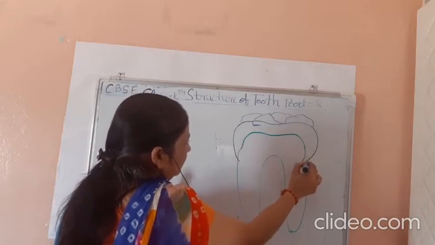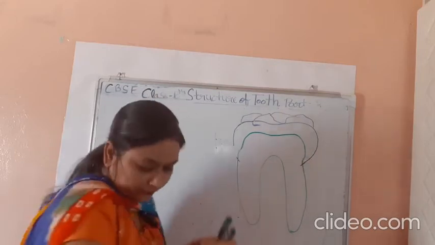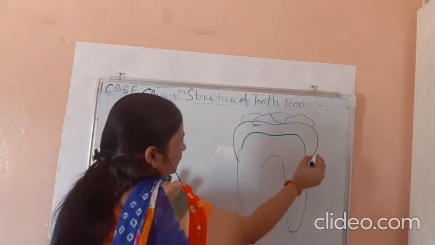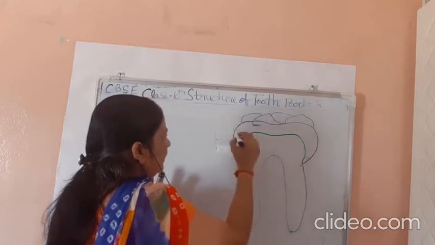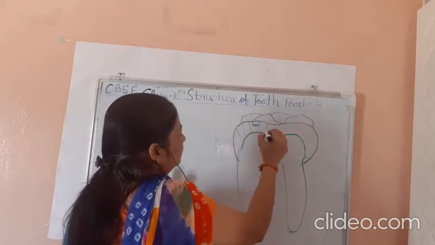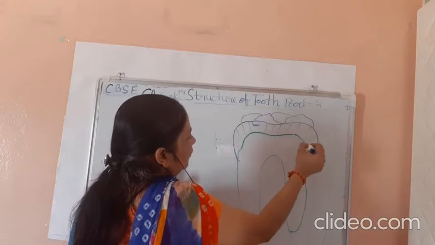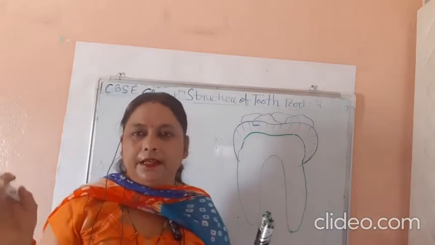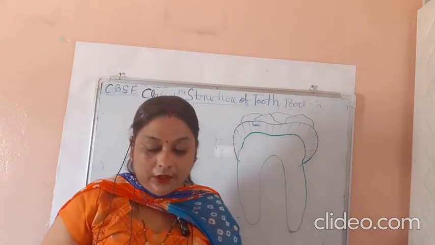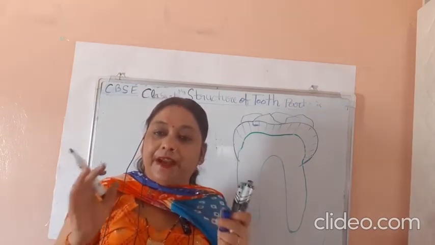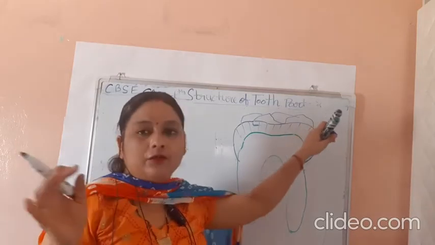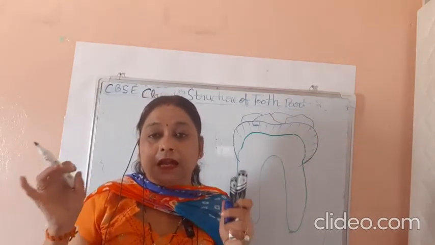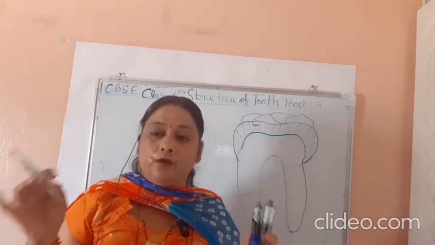Okay, this is a tooth, the internal structure of tooth. This white part showing on your screen is the enamel. A tooth has an outside white covering. This is called enamel. Enamel is the hardest material in the human body.